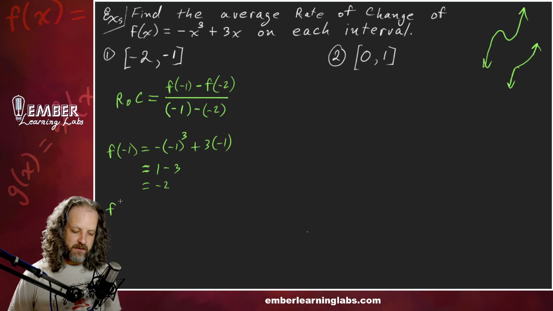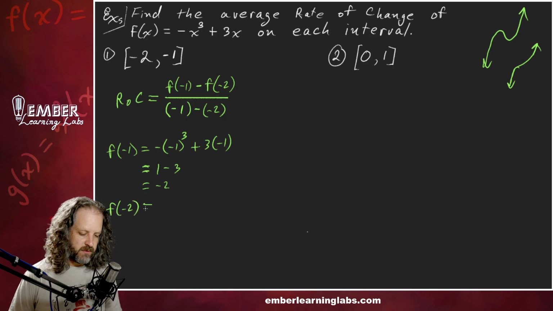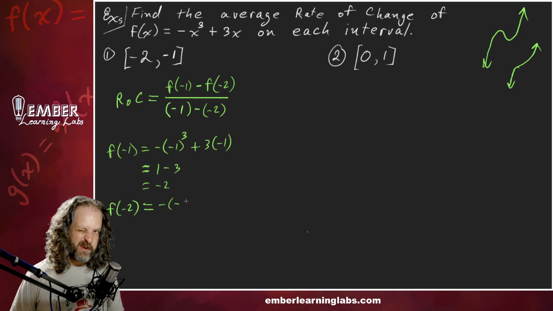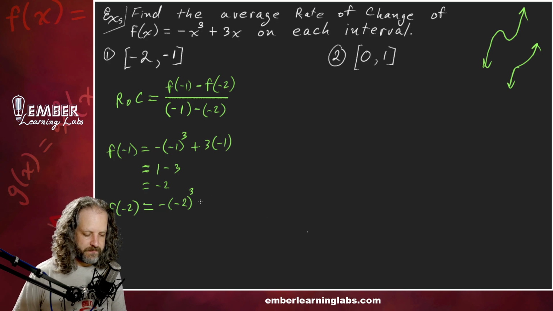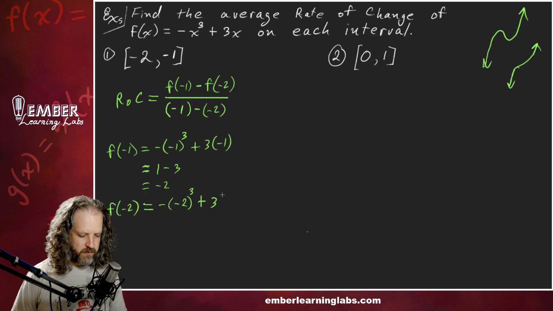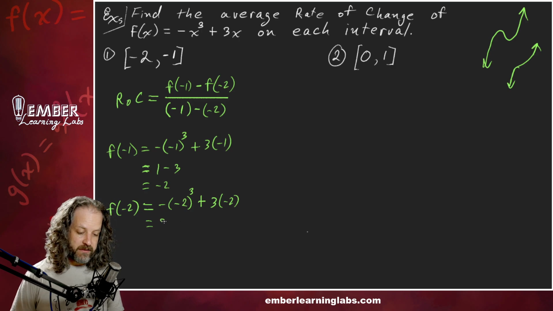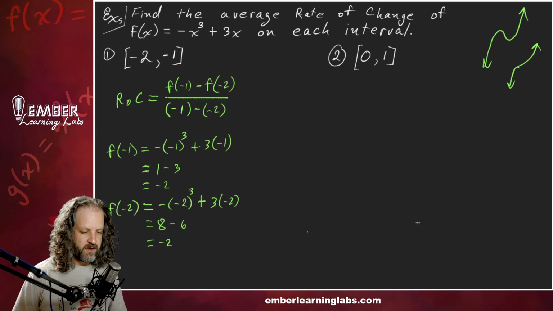So what about f of -2? We're going to plug a -2 in there. It's probably going to take one more line to get it there. Plus 3 times -2. -2 cubed is -8, times negative is +8. And then -6, because 3 times -2 is -6, and that equals -2.